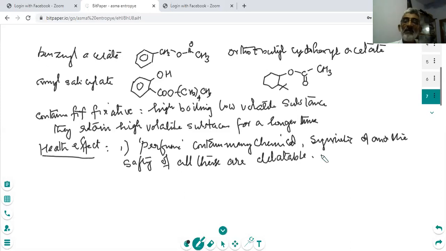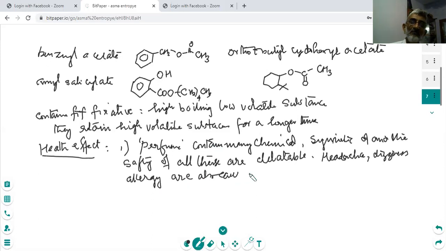Many of them can cause headache, dizziness, and sometimes they cause allergy also. Allergy are also caused. Okay, so this is one of the major problems in health effect.